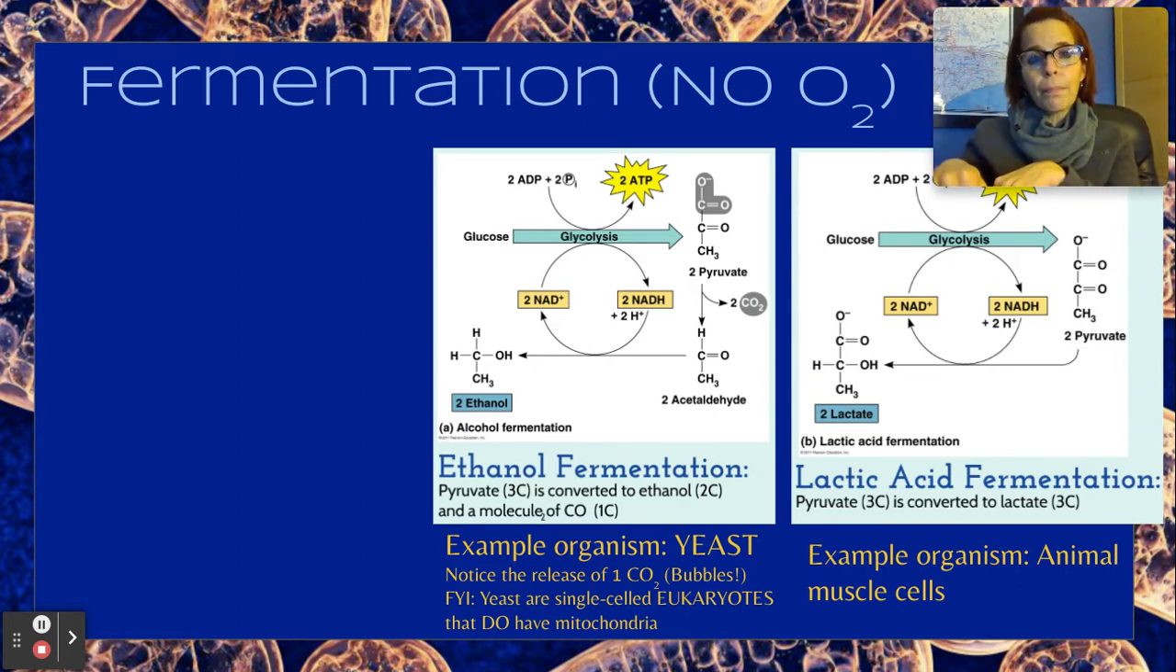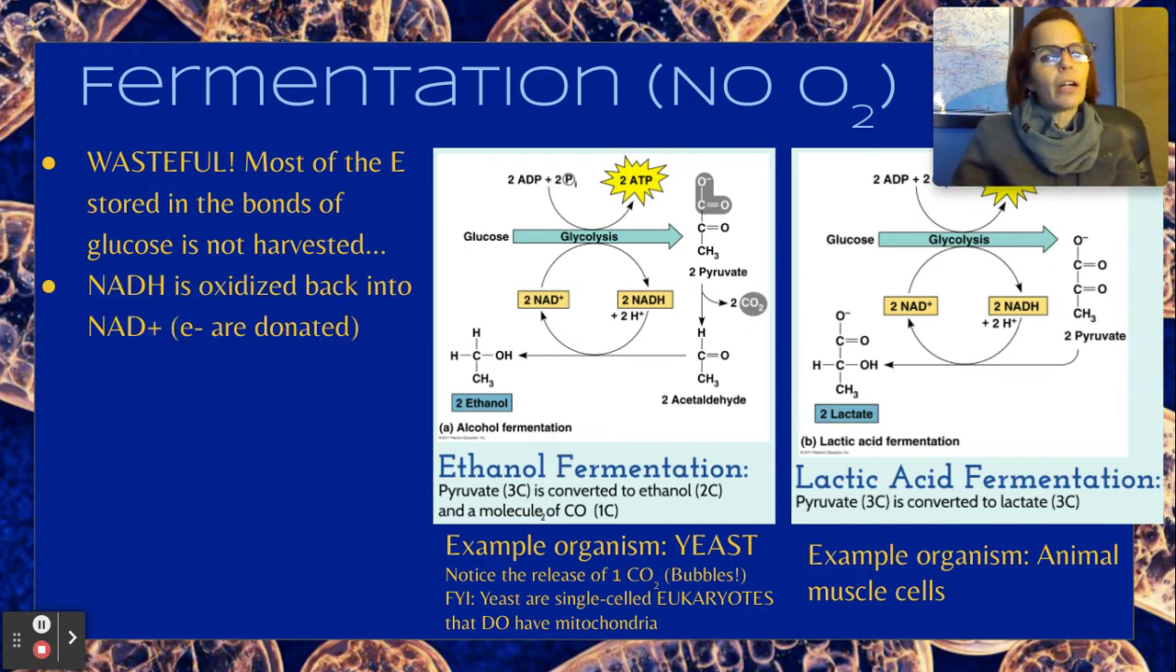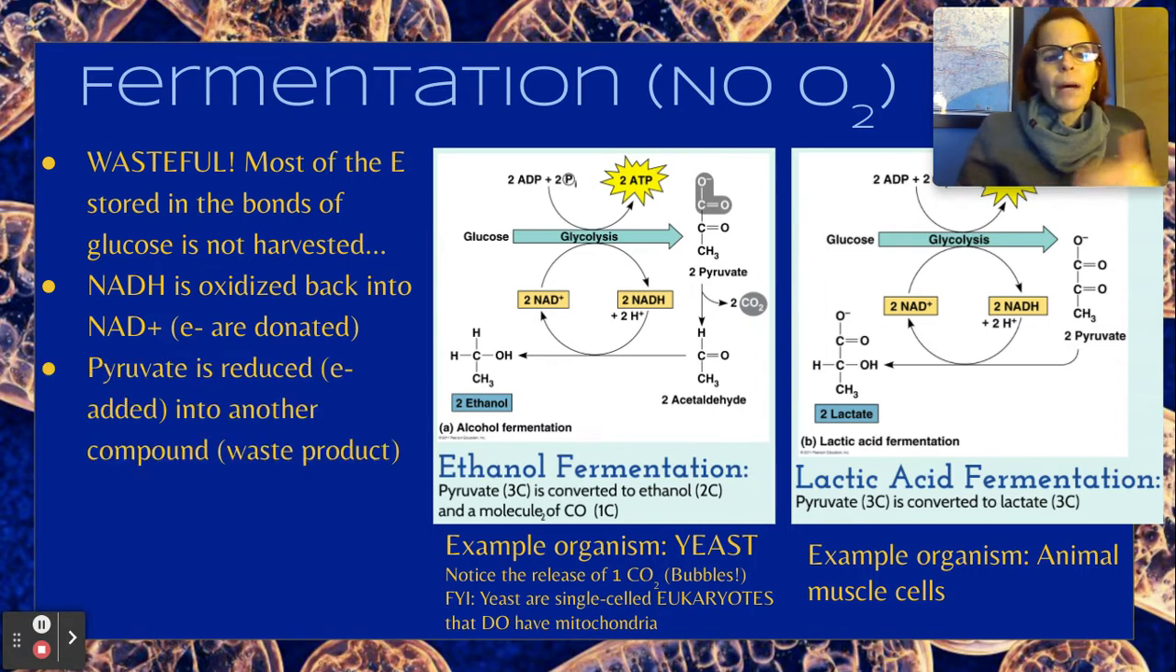That's what's supposed to happen if oxygen is present. But we're doing a little step back because now we're saying oxygen was not present. If oxygen is not present, instead of going through being transported into the mitochondria and going through all those other processes, we stop at a process that's called fermentation. Fermentation is super wasteful. Most of the energy that's stored in the bonds of the glucose molecule is not harvested. Hardly any ATP gets made, and it's a super wasteful process. The NADH is oxidized, which means it gives up its electrons and it turns back into NAD+. The pyruvate is then reduced, which means it collects the electrons and it's turned into another waste product.